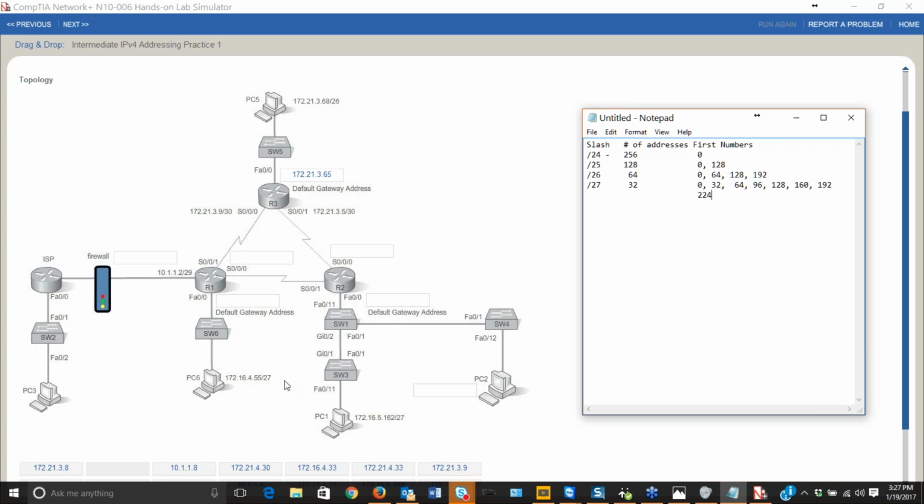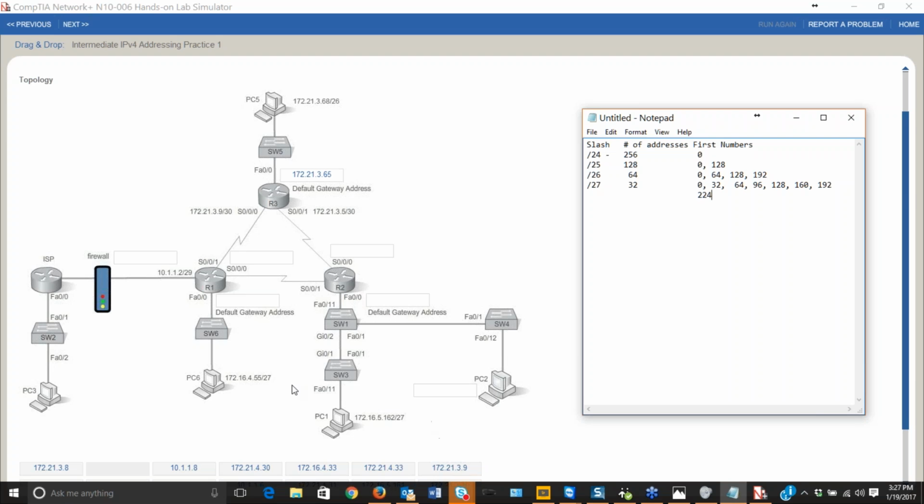Okay, so if we're looking for a default gateway address here, the 172.16.4.55 is the /27. 55 falls in between which two number ranges here? 32 and 64. Yeah. Okay, so what's the address? Remember, default gateway is the first available address. So what's the first available address here? Should be 33 if 32 is the first address.